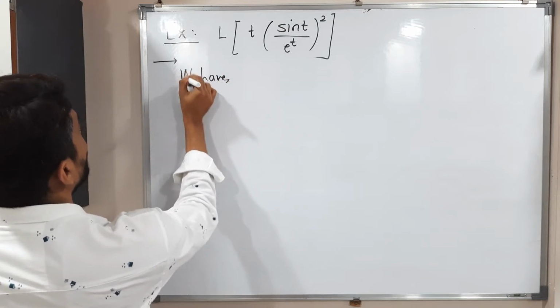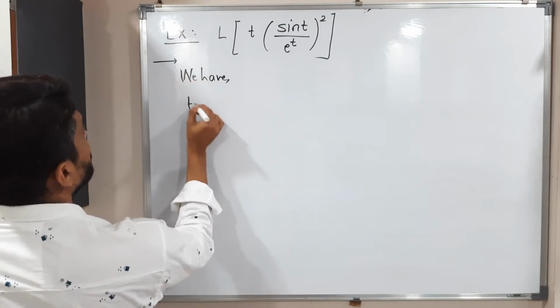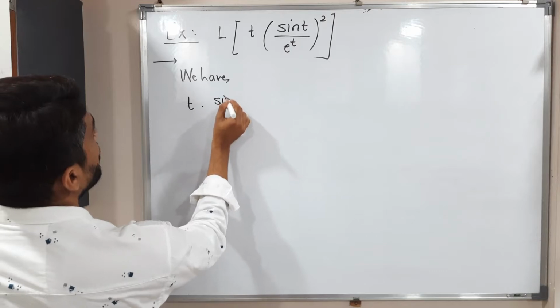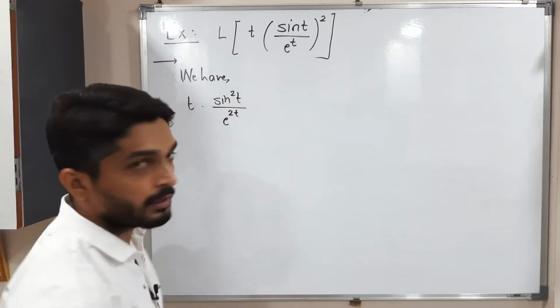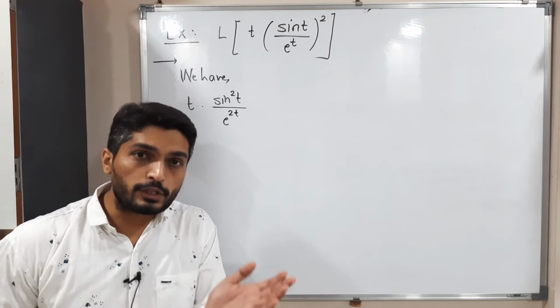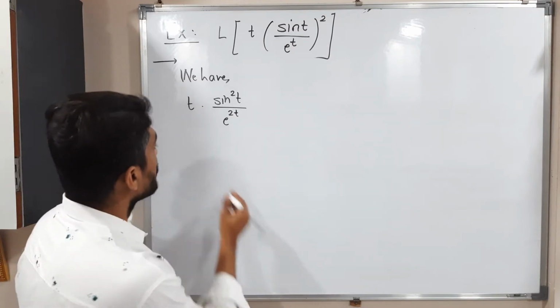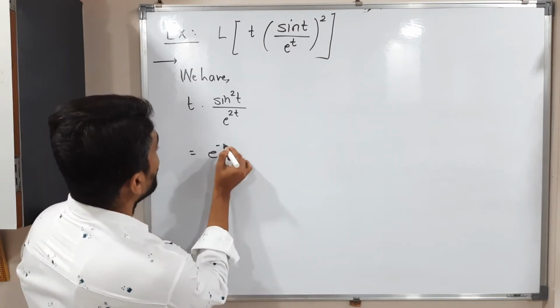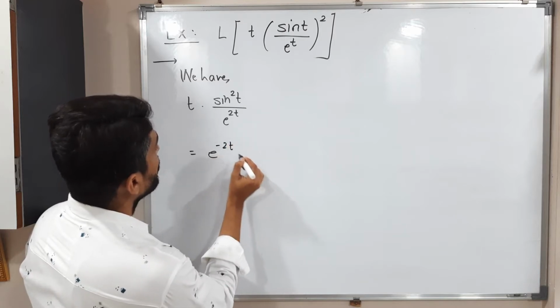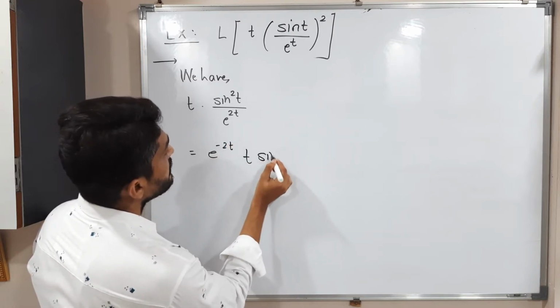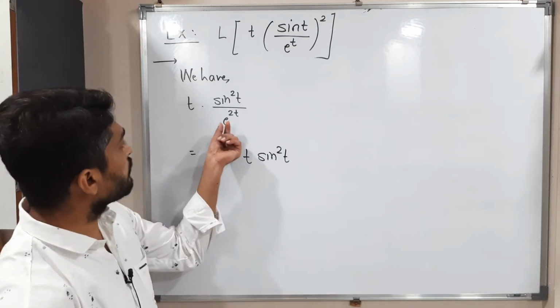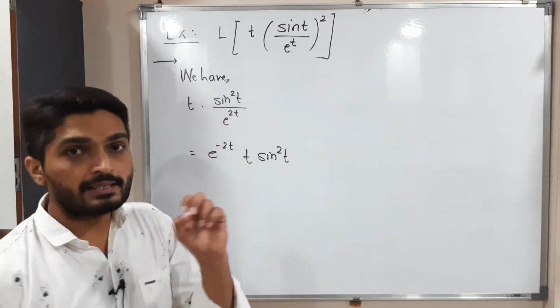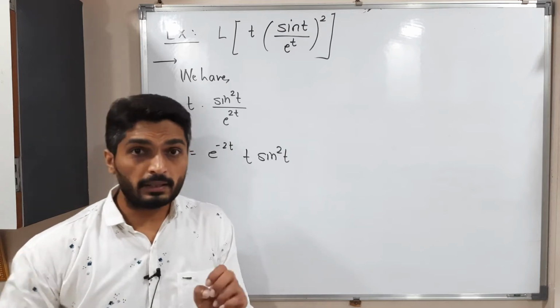So the function we have is t. I'm taking the power of numerator and denominator, so sine square t divided by e raised to 2t we will have. So that exponential function we can shift to the numerator. So this is equal to t e raised to minus 2t sine square t. You can take e raised to minus 2t between t and sine square t also, but I am keeping it back.